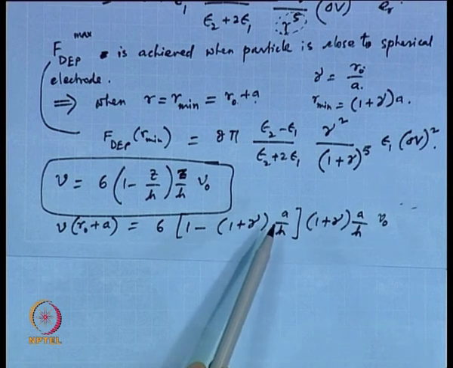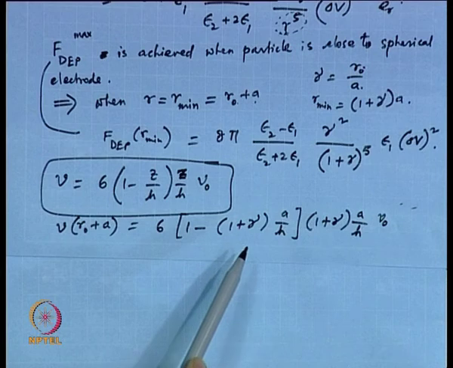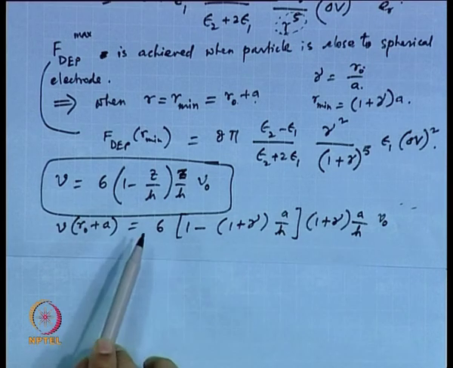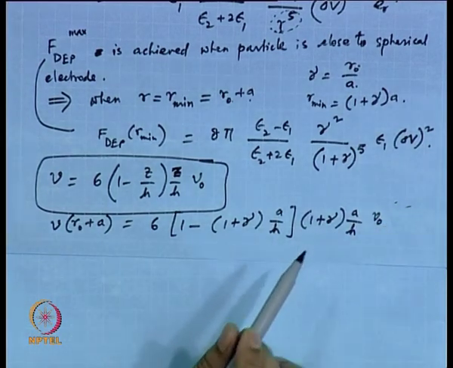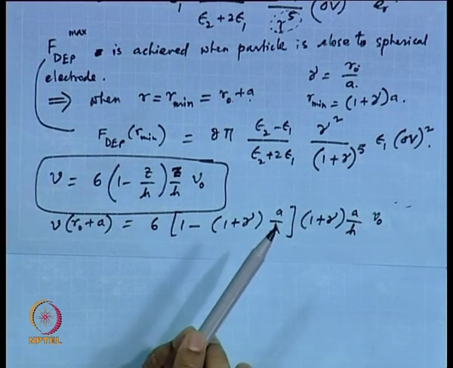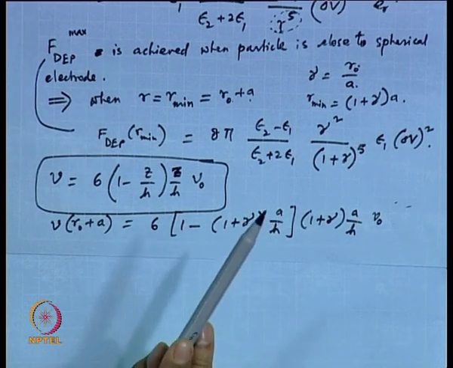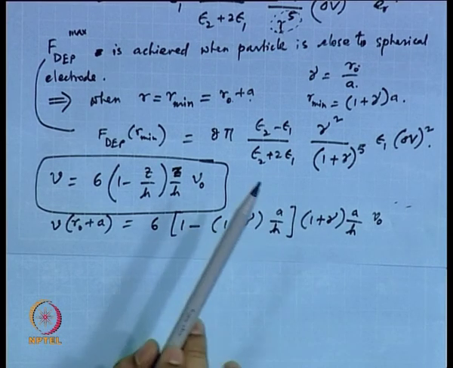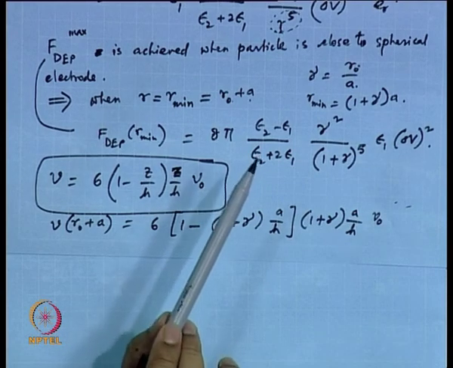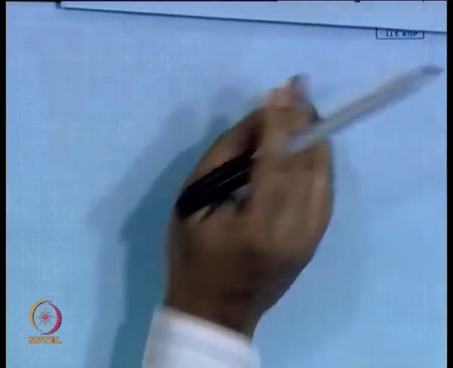You can work through it and see how you get this expression. So, this is the velocity at that location, that is, at r min. And what is r min? R min is basically r 0 plus a. R 0 is the radius of the electrode and a is the radius of the particle. So, that is the minimum r you can get. You cannot go any r below that. That is impossible. And you expect that at r min the FDEP would be maximum.